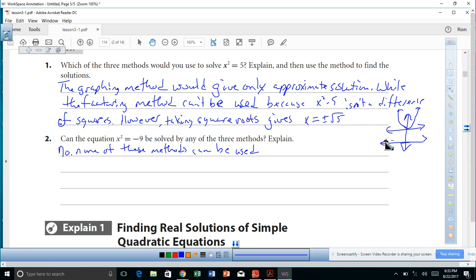Attempting to use the factoring method results in the expression x squared plus 9. So graphing cannot be used. That example right there shows that. Factoring will not work, and that's because it gives you x squared plus 9, which isn't factorable.